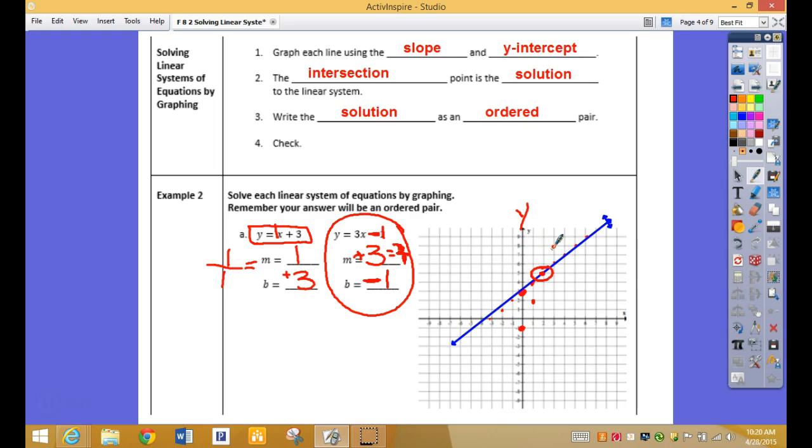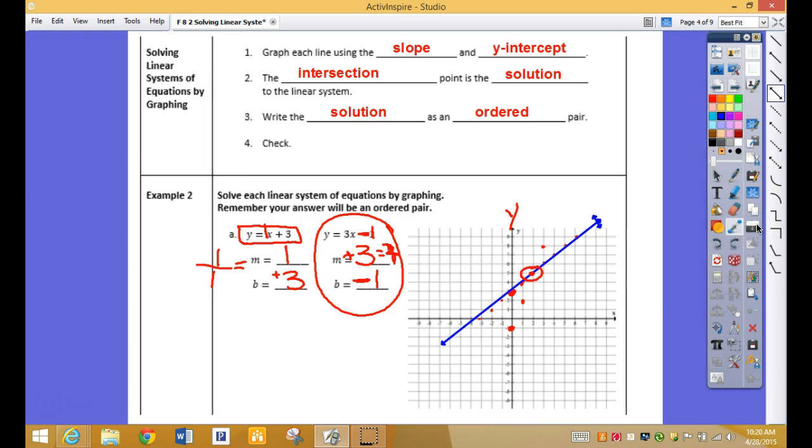When I get to my intersection, that's my solution, and I have a point right there. I like to circle it so I don't have to search for it later. I remember where it's at. Now you take and you make your line.